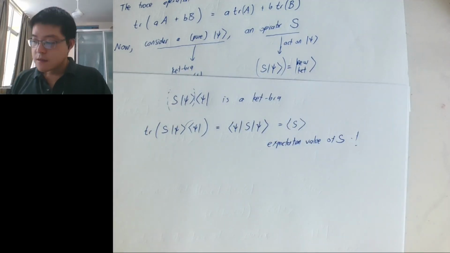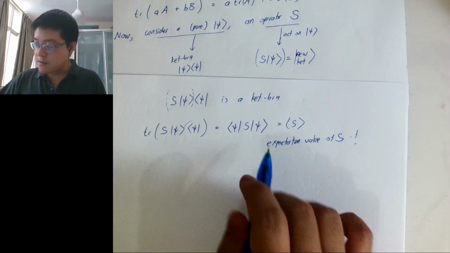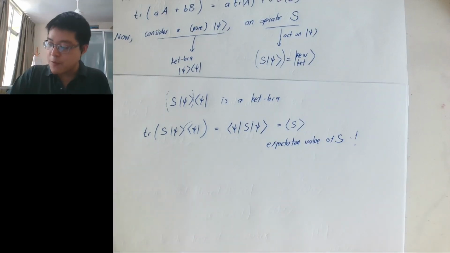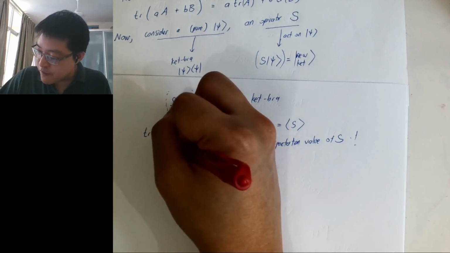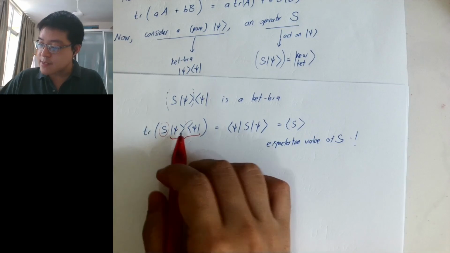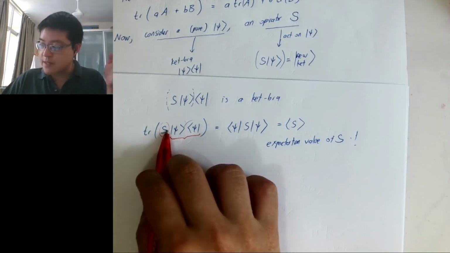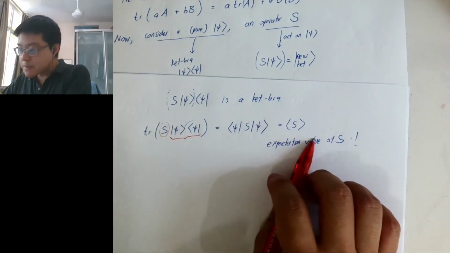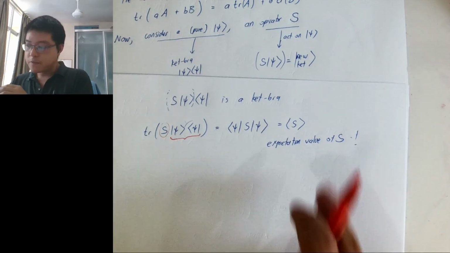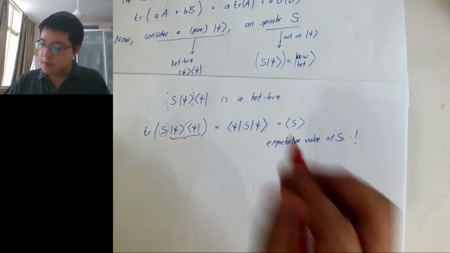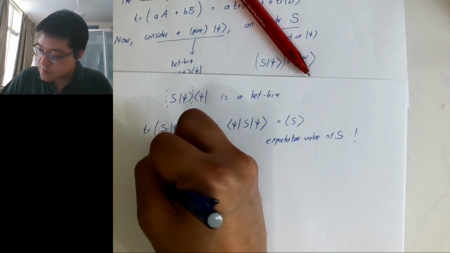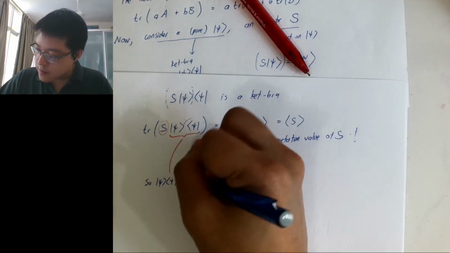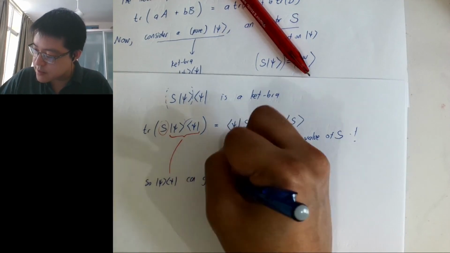Now we look back at what we did. We are taking the trace of S times this operator. If instead of looking at this as one ket, we look at this piece like this, then when you do the trace with this operator, it gives us something about the system: the expectation value. So we notice that this state can give us information about the system.